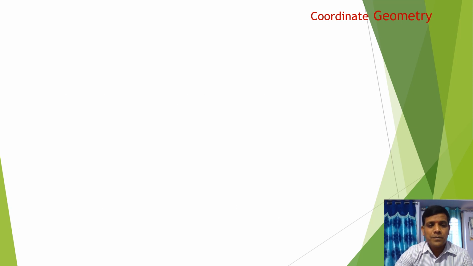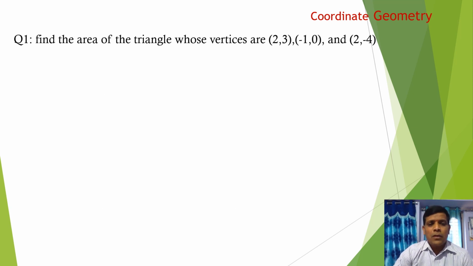Coming to next, let us see one more question. Question number 1. This is based on area of triangle. Find the area of triangle whose vertices are (2, 3), (-1, 0) and (2, -4). So what are the given vertices? (2, 3), (-1, 0) and (2, -4). Right?